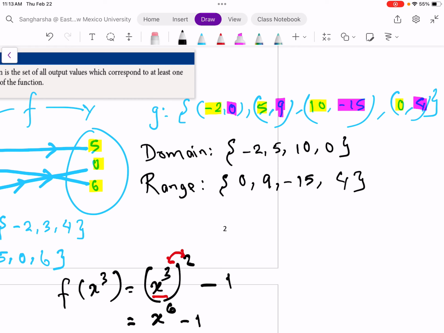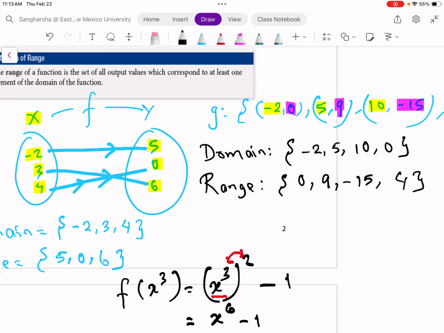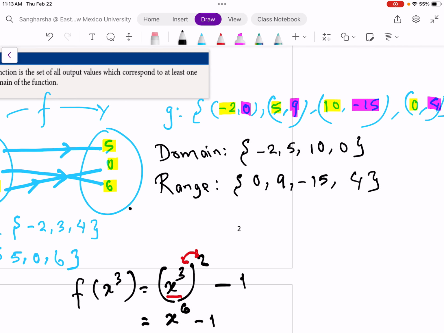If you have a mapping diagram, the first set is the domain, the second set is the range. If you have a set form, where your function is a collection of ordered pairs, then the first elements are the domain, the second elements are the range. Now the next type: we might have a function in equation form.